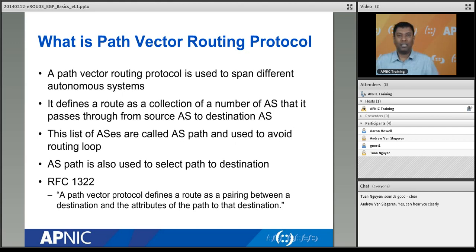Okay, what is a path vector routing protocol? A path vector routing protocol is used when you need to span across different autonomous systems. I tried to define an autonomous system in my previous slide. As I said, an autonomous system is a collection of routers under the same routing policy and the same administrative control, right? That's what we call an autonomous system.